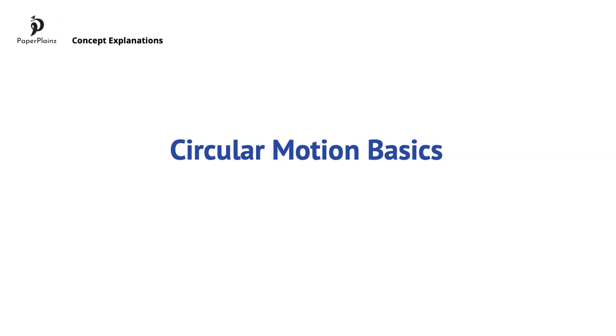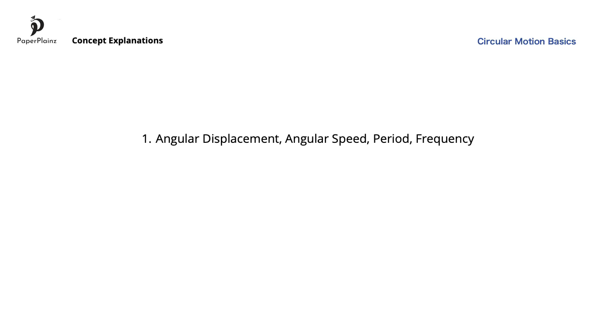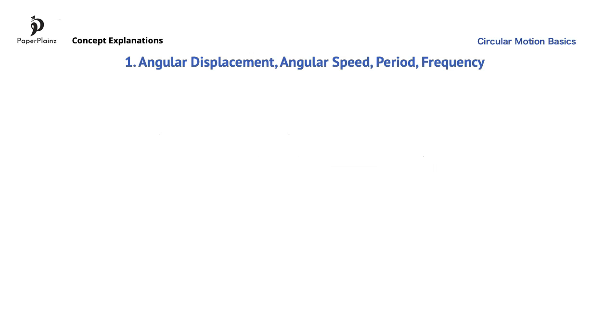This video is about the basics of circular motion. We'll start by looking at angular displacement, angular speed, period, and frequency, and then discuss the link between angular speed and linear speed. Let's begin with some basic definitions.